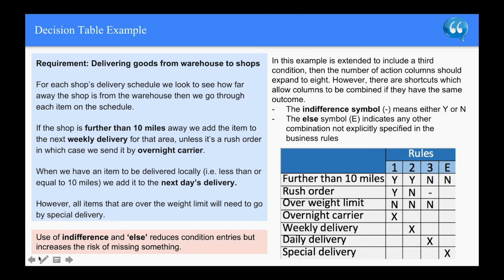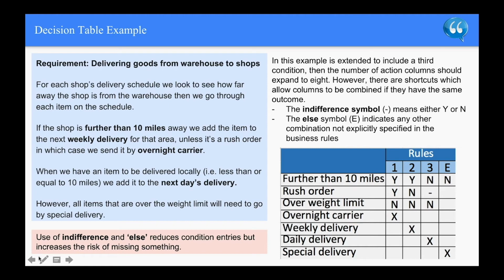Here's another example of a decision table. The requirement is delivering goods from warehouse to shops. For each shop's delivery schedule, we look to see how far away the shop is from the warehouse. Then we go through each item on the schedule.